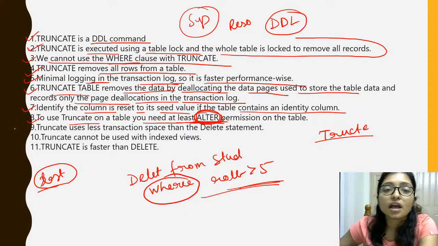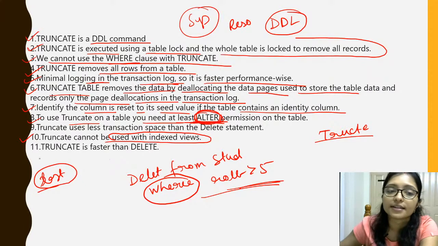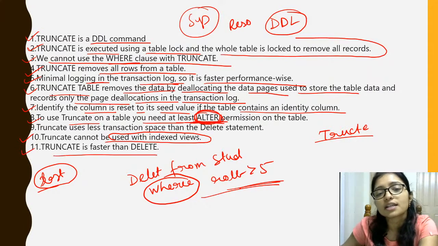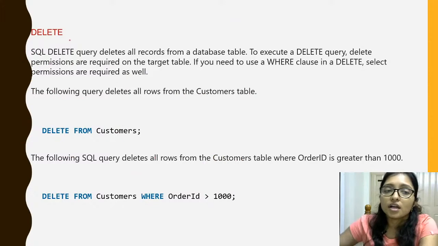Okay, and next is truncate cannot be used with indexed views. See here, in the indexed views you cannot use the truncate, and truncate is faster than delete. Okay, because truncate is not bothered about anyone, that's why truncate is faster than delete. Now come to the point of delete.